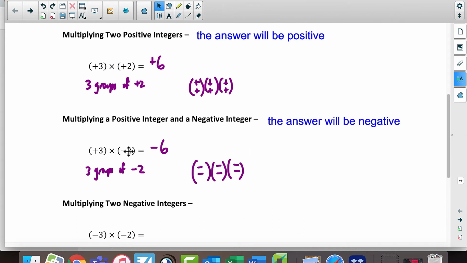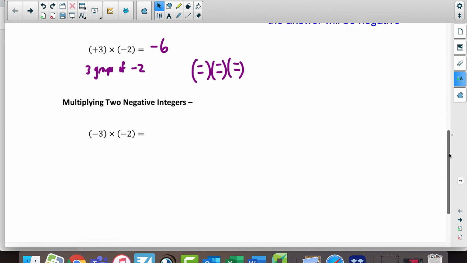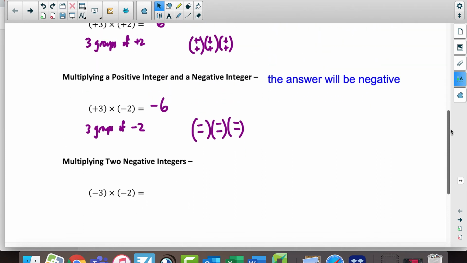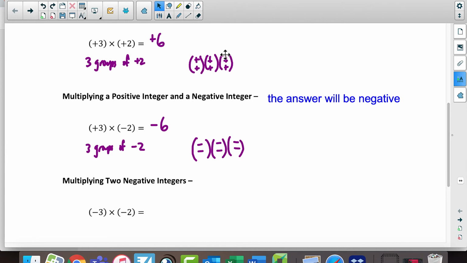Now this is also the same if you multiply a negative times a positive. Order doesn't matter when you multiply. So if you have one positive and one negative, you're always going to get a negative answer. Okay, then we get to the two negatives. Now this is a hard one to model. So here's one way you can think of it.